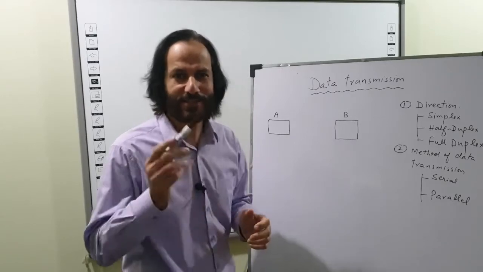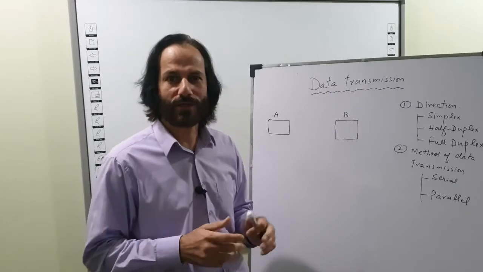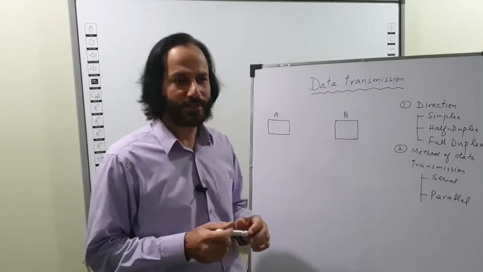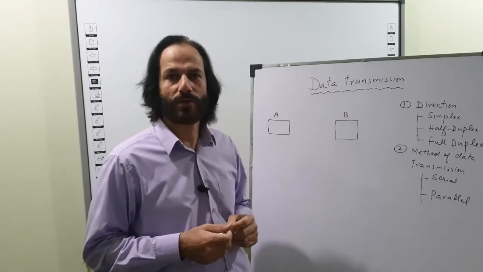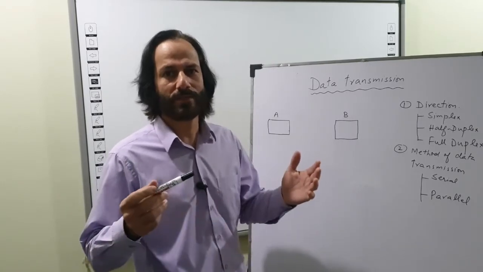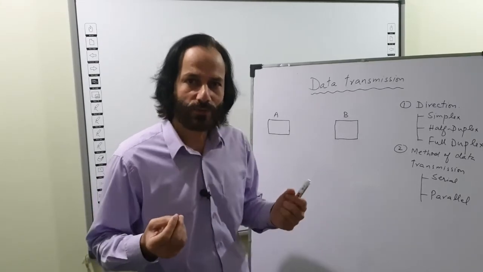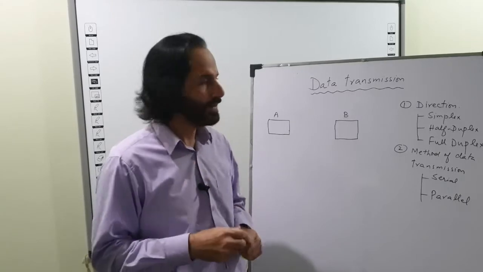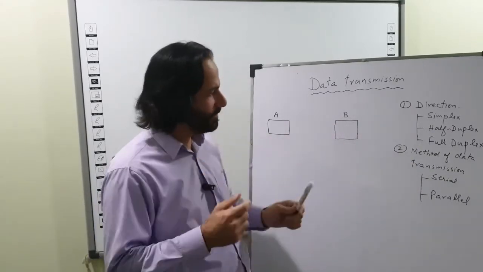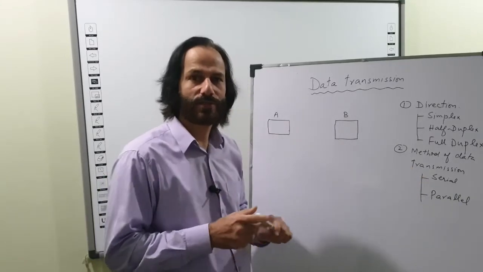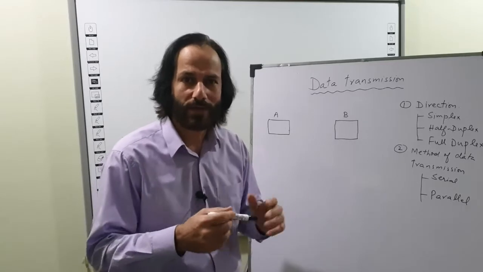Today's topic is data transmission. Data transmission can be either over shorter distances, for example, from your computer to printer, or over longer distances, for example, using telephone networks. So you need to consider two factors. The first factor is the direction of data, and the second factor is the method of data transmission. That means how many bits can be transmitted at one time.